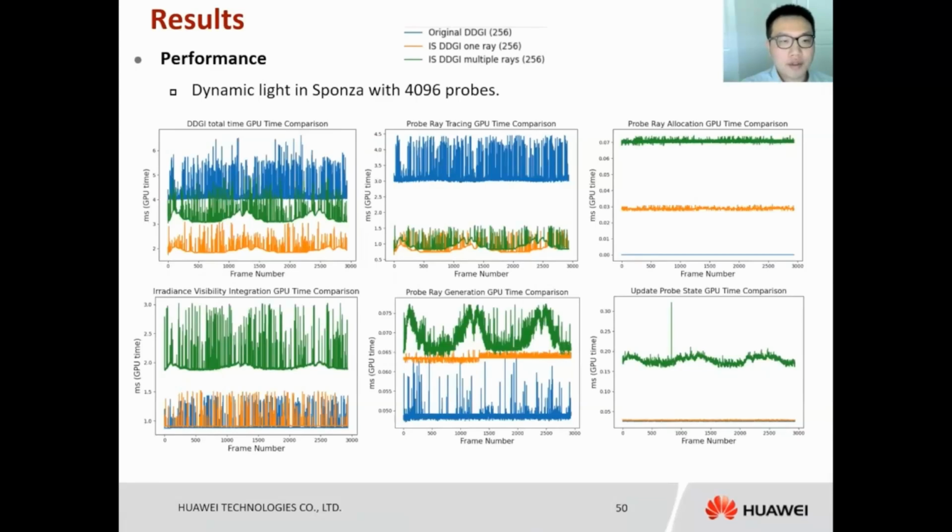In terms of performance, in the dynamic light scene in the Sponza with 4K probes, our approach highlighted in orange and green outperforms the existing DDGI approach in terms of the total DDGI time, due to the fact that we are able to provide a significant amount of savings in the probe ray tracing stage, while introducing bounded overheads in other stages.